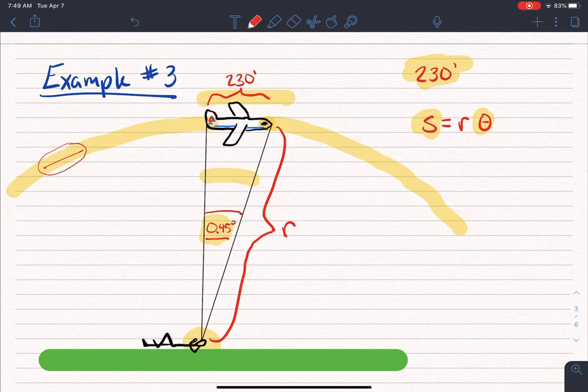And so the very first thing we'll do is convert theta. We know that theta is equal to 0.45 degrees, and we've got to multiply that by pi over 180 degrees. And that helps us convert this all to radians.